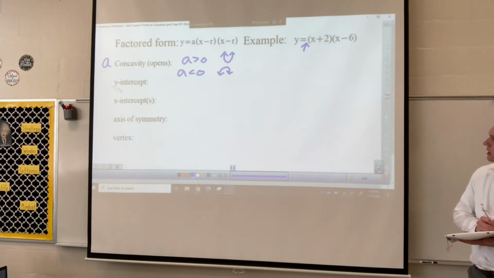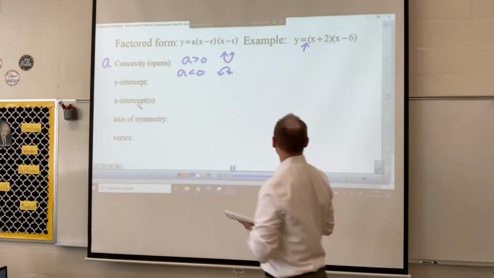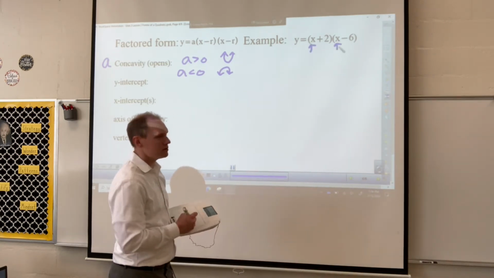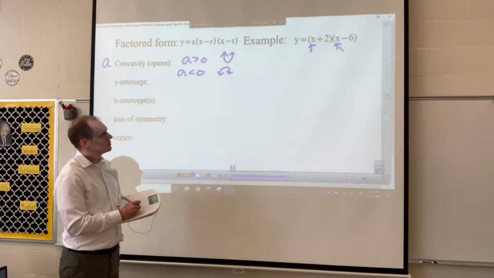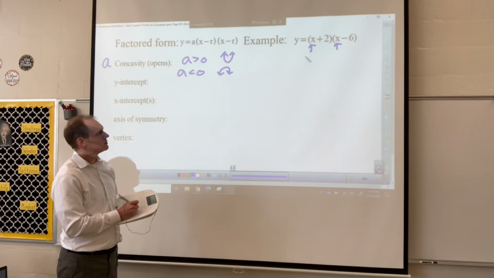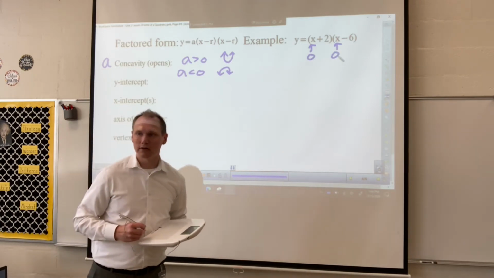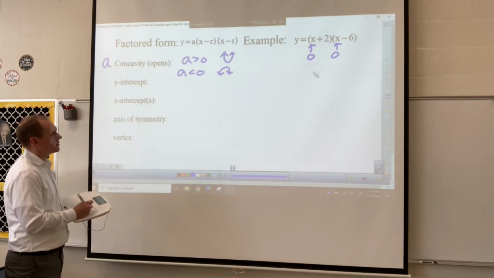Let's see, y-intercept. The y-intercept is the y value when x is 0. So would it be too bad to put 0 in for the x's here? We could do that pretty quickly, couldn't we? 0 plus 2 is still 2. 0 minus 6 is still negative 6. What's 2 times negative 6? Negative 12. So our y-intercept here would be (0, -12).